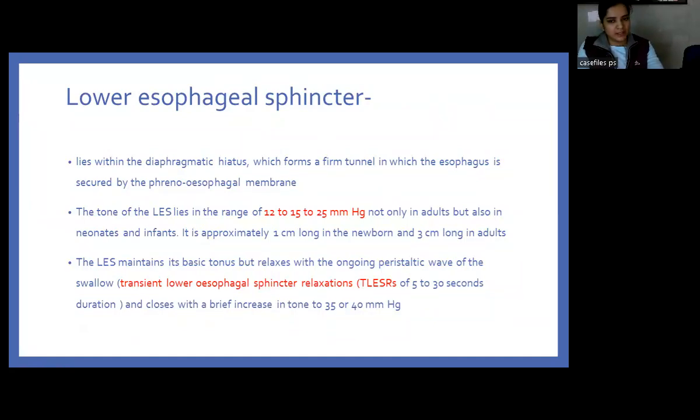However, the length of the lower esophageal sphincter varies. In neonates, it is approximately 1 centimeter, and in adults, it reaches up to 3 centimeters. LES maintains its basic tone. However, it has a specific property: with the ongoing peristaltic activity of the esophagus, there is transient lower esophageal sphincter relaxation, which usually lasts for 5 to 30 seconds, during which the LES relaxes and reflux occurs. That is the physiological reflex, and it closes with a brief increase in tone to 35 to 40 mm Hg with the next swallowing effect. So, if the patient has GERD, they experience more transient lower esophageal sphincter relaxations that last more than 30 seconds.